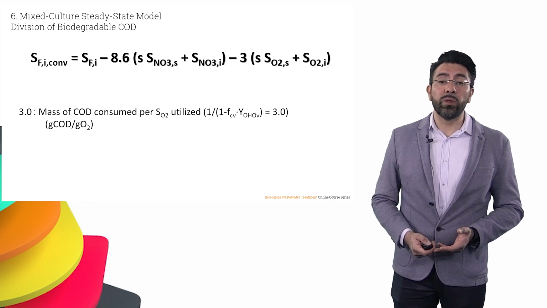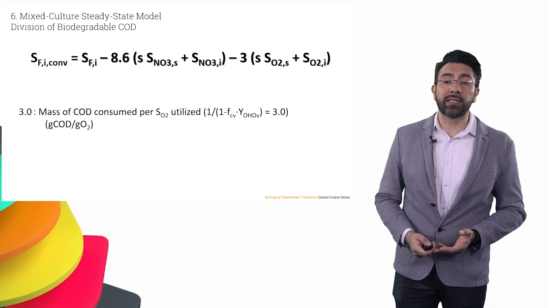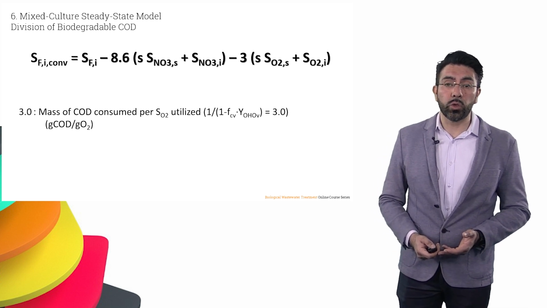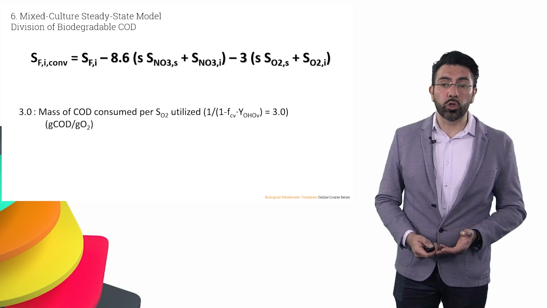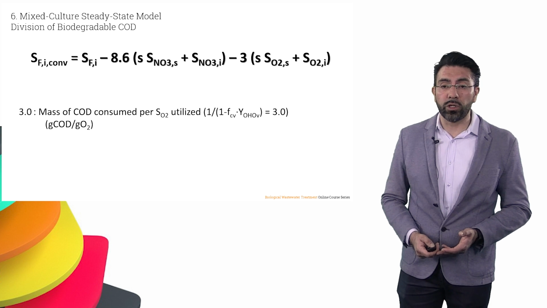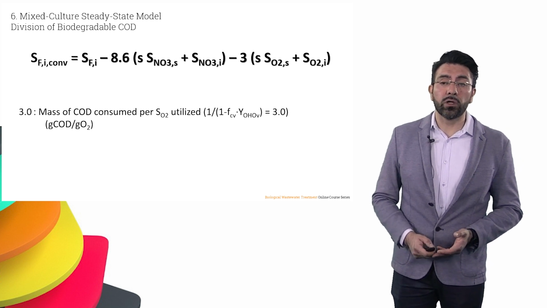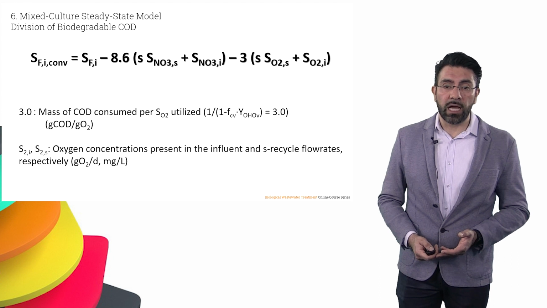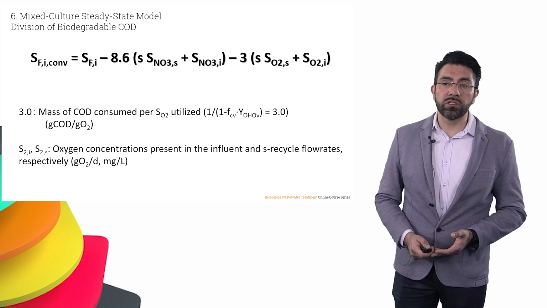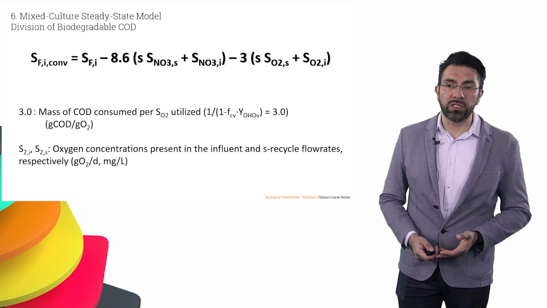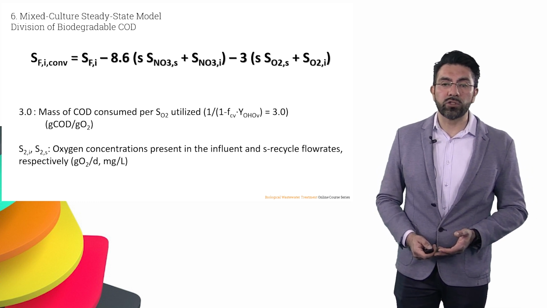When they are utilizing the oxygen, then we need to take into account that approximately 3 grams of COD are used by the OHOs per every gram of oxygen consumed. And this term is also estimated based on the catabolism of the OHOs, taking into account the yields of these microorganisms. And of course, in both cases, the concentrations of oxygen in the sludge recycle and in the influent of the wastewater treatment plant.